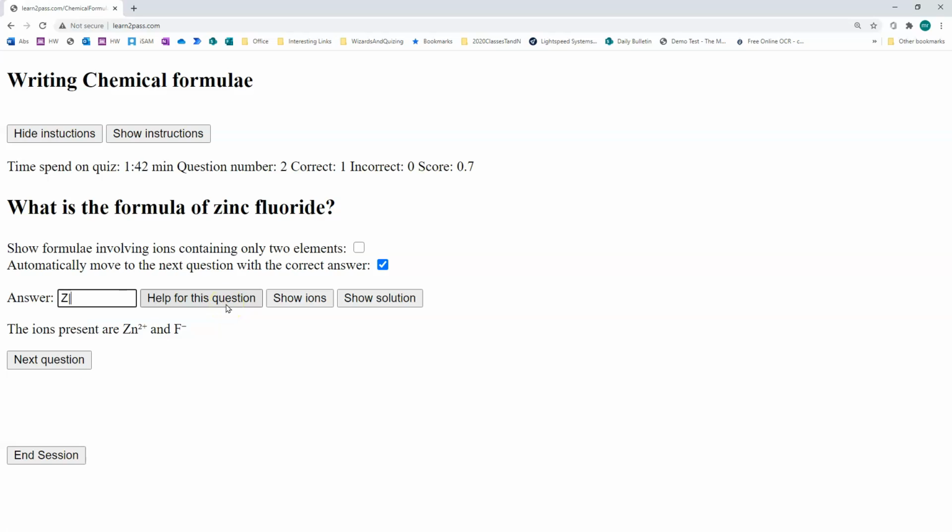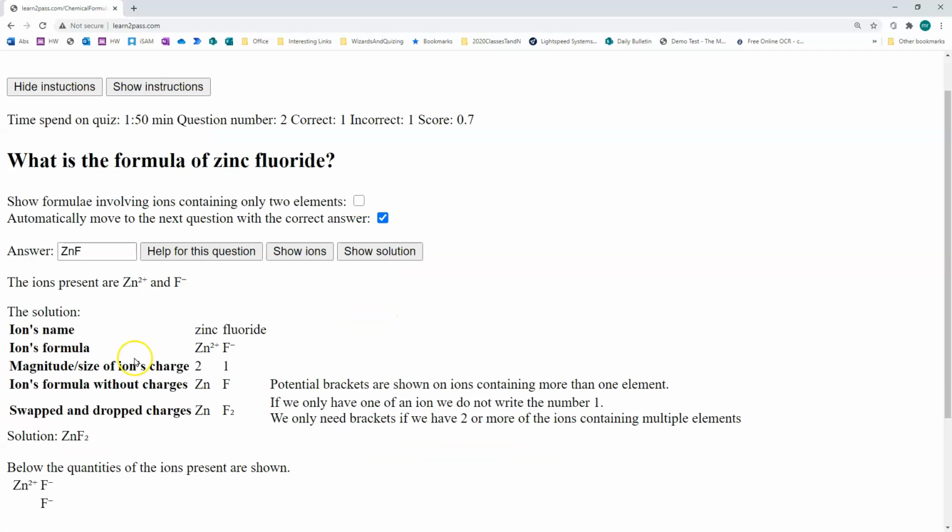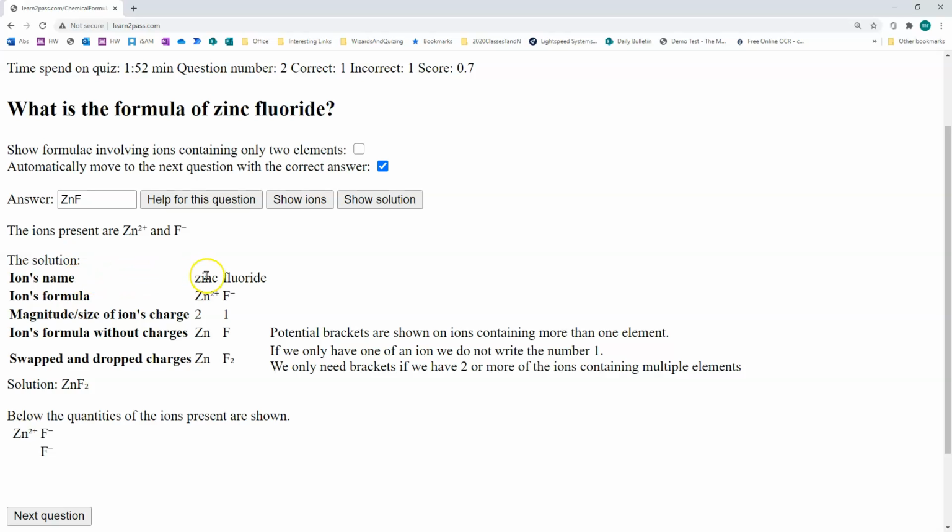Now let's just pretend I wrote the wrong thing, ZnF, and it's not working. I can click on Show Solution, and it breaks it down. It gives the name of the compound, the ion formulae, and what the size of charge is, taking the numerical part of the charge and writing it down without any charge sign. Then it uses swap and drop, where we take the 2 above the zinc and write it after the fluorine. There's a 1 above the fluoride ion, and we don't write 1s, so ZnF2.